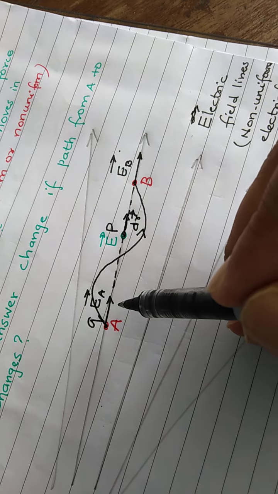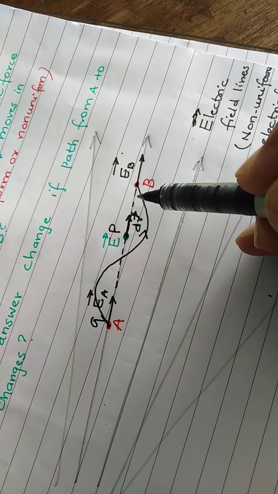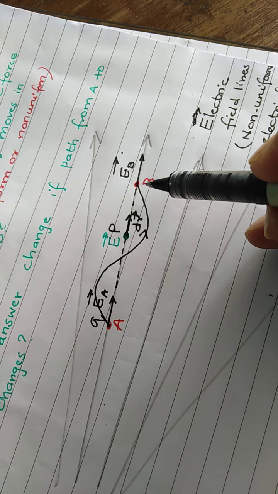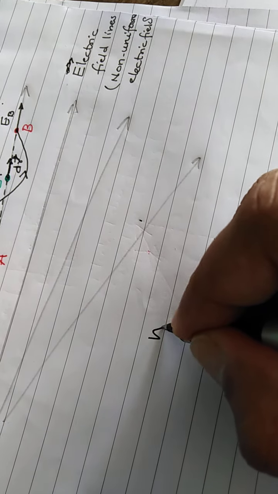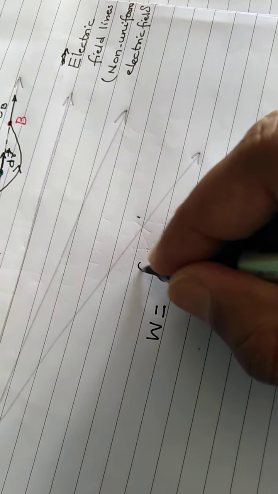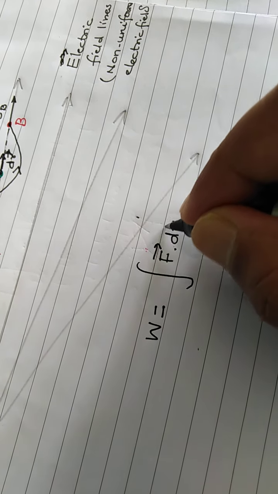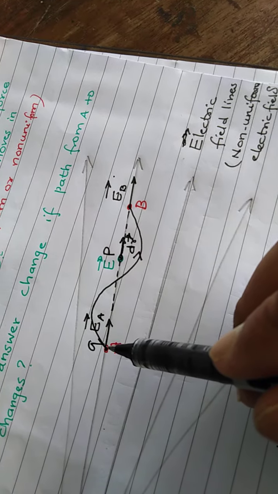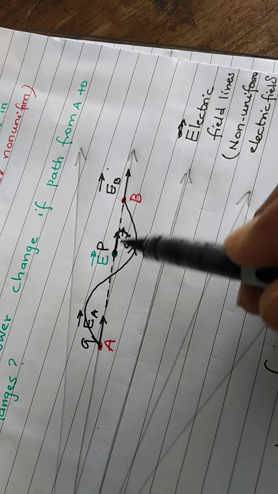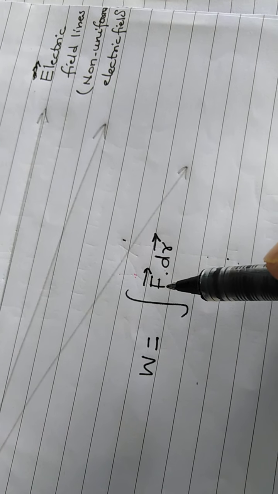So if we have to find the work for the whole path from A to B, we have to use the concept of variable work. The formula we will use is W is equal to the integral of F dot dr. This is the work done by a variable force. The electrostatic force is changing as we move the charge from A to B. In this case, we have to use this formula. We cannot use the constant force formula.